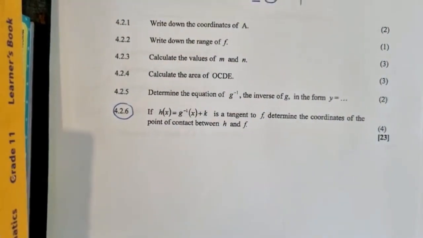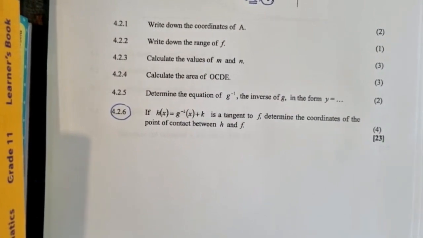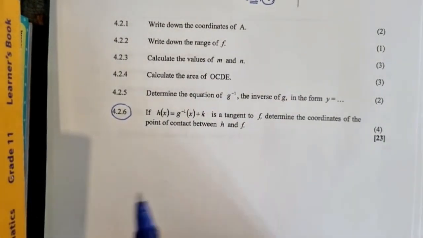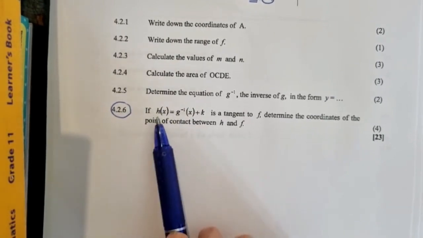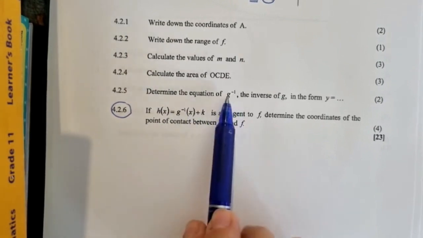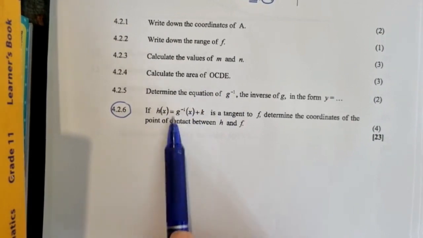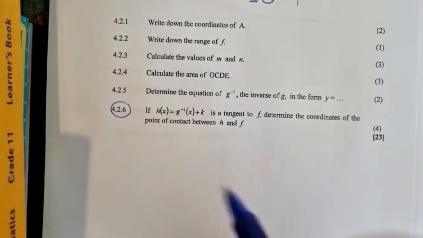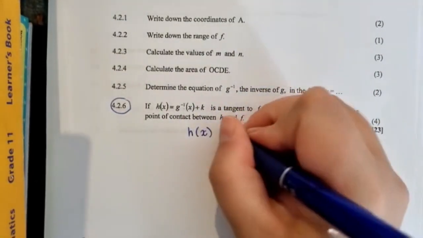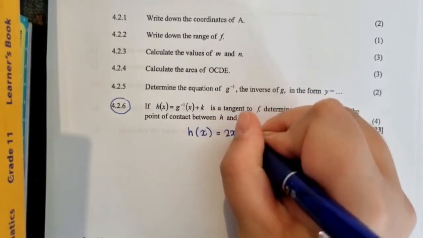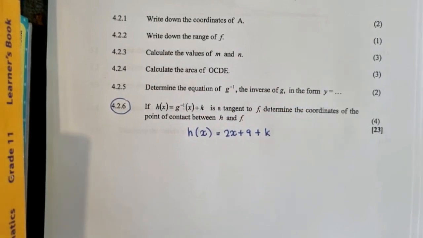Okay, now 4.2.6. It's important that we read this question carefully. They're saying, if h, now remember that they didn't give us h. H is now a new function. It's something completely new. If h is the inverse of g, which we found here, plus k. So they're now telling us what graph h is. I'm going to write it here on the page. Remember, we just found the equation of the inverse. It was 2x plus 9 plus k. Now, guys, we don't know what k is.